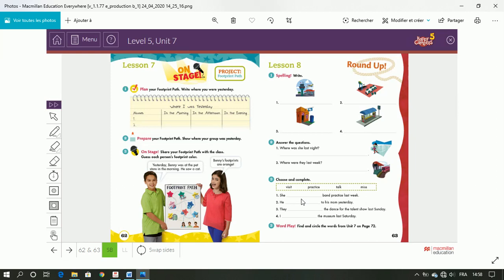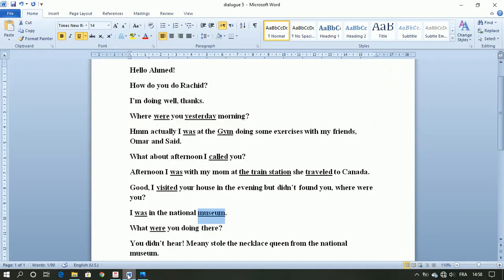Okay, so this is our session of today. Please complete these things and this exercise here and make a short dialogue investing all what we saw in Unit 7.